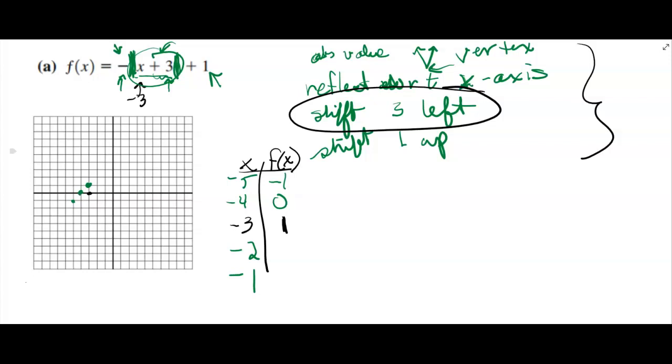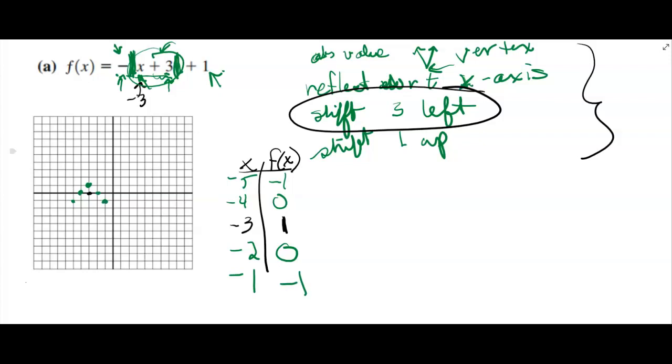Now, if life is working right for me, and I do have the vertex at -3, 1, these points should line up on the other side. So what happens when I put in -2? -2 plus 3 is 1. Absolute value of 1 is 1. -1 plus 1 is 0. -2, 0, right there. And then if you put in -1, you get -1 plus 3 is 2. Absolute value is 2. -2 plus 1.